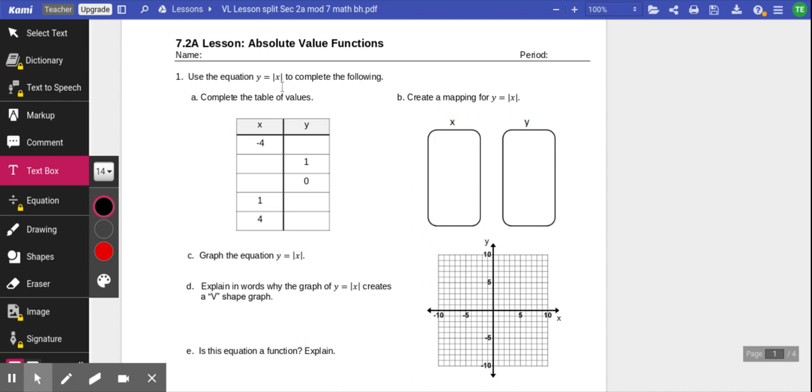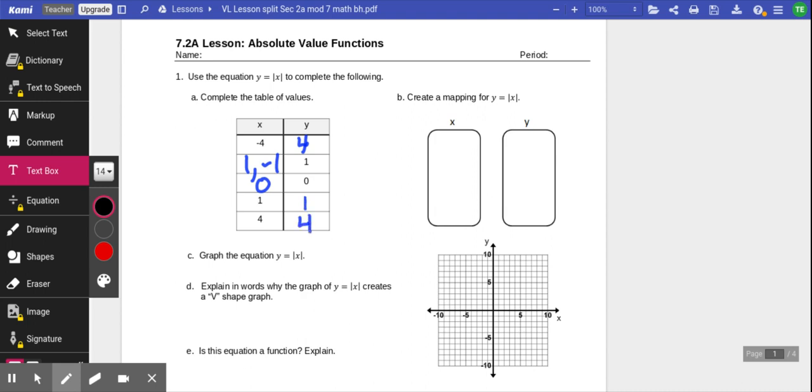We have to remember an absolute value means whatever is inside the absolute value, you need to make it positive. So -4 would turn into +4. And here we have to think, what would have been inside? To get a 1, we could have had a 1, or we could have had a -1. To get a 0, we would have had a 0. If we put in 1, we're going to get out 1. If we put in 4, we're going to get out 4.